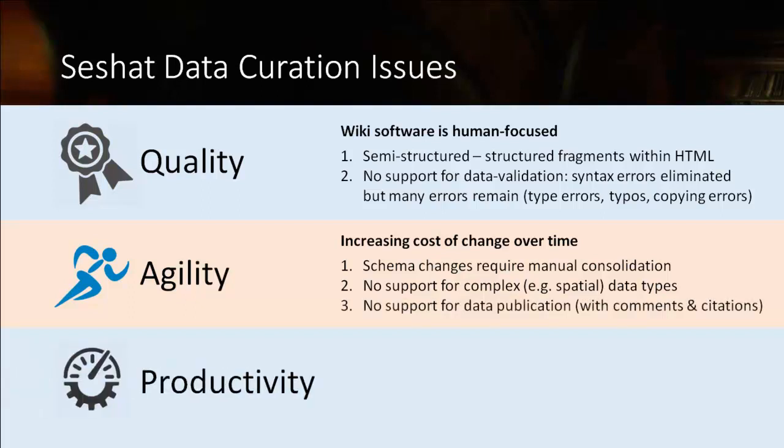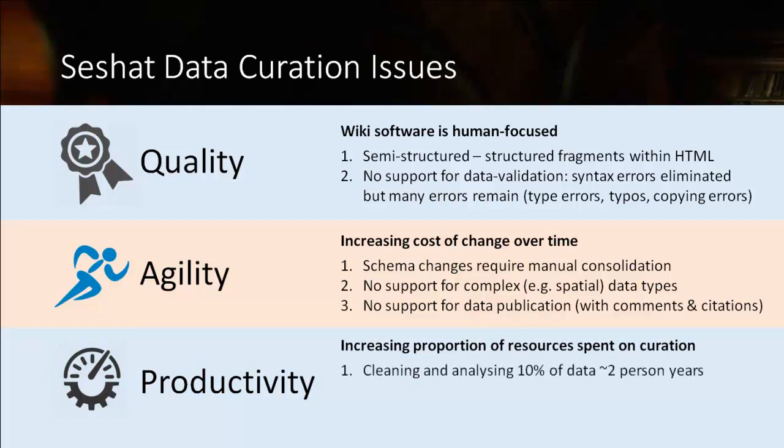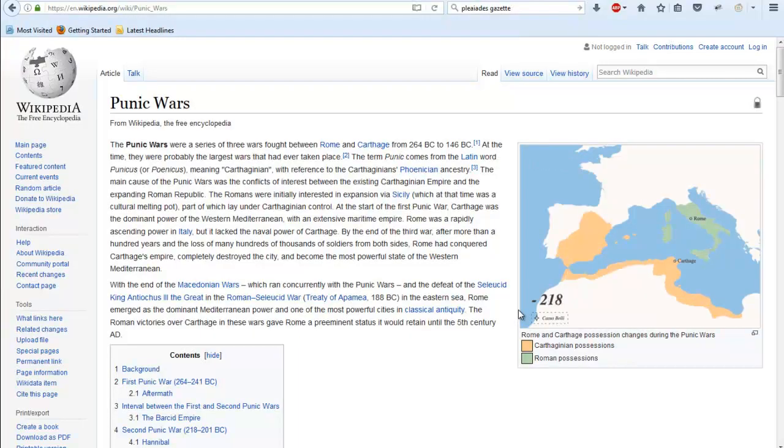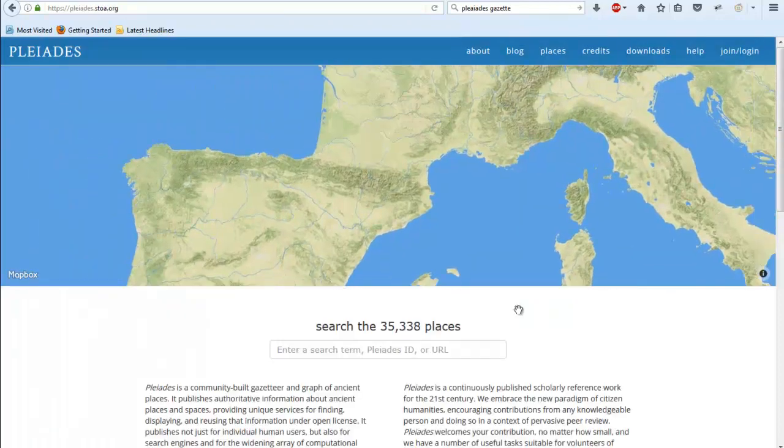Productivity suffered, as an increasing proportion of resources had to be devoted to data curation and cleaning. Some of the corrections weren't copied back to the wiki, and spreadsheets became the authoritative source for some sections of the data. Finally, rather than duplicating effort, the Seshat researchers wanted to reuse data from existing datasets, such as Wikipedia and the Pleiades Historical Gazetteer.